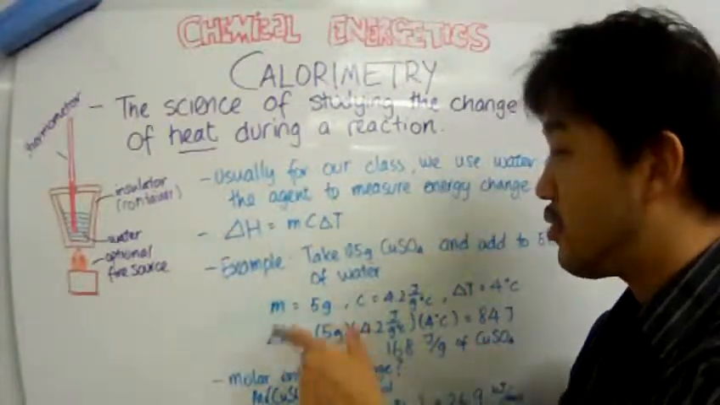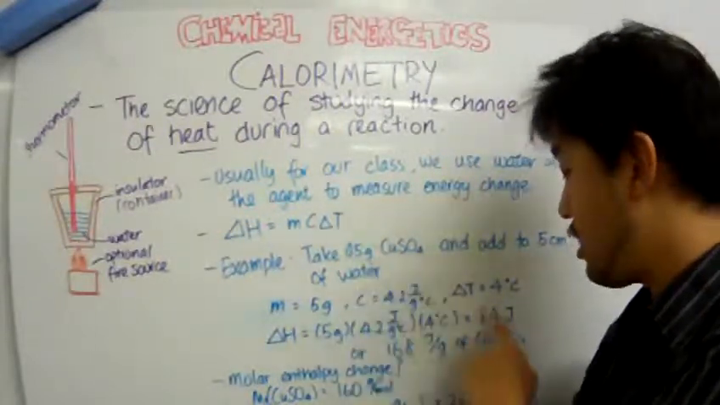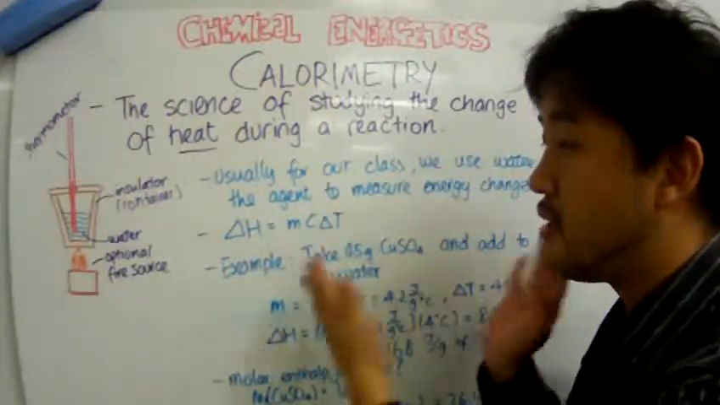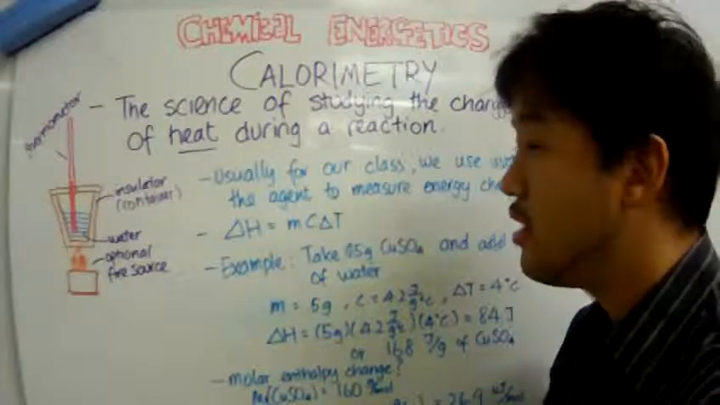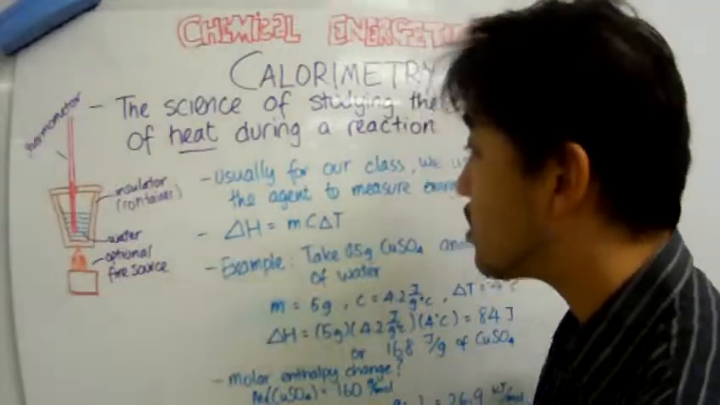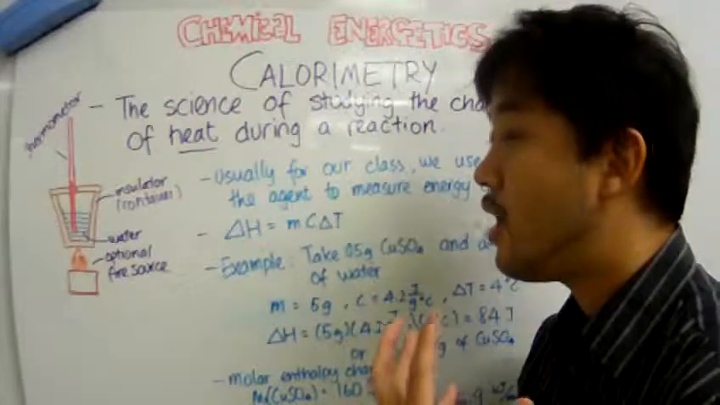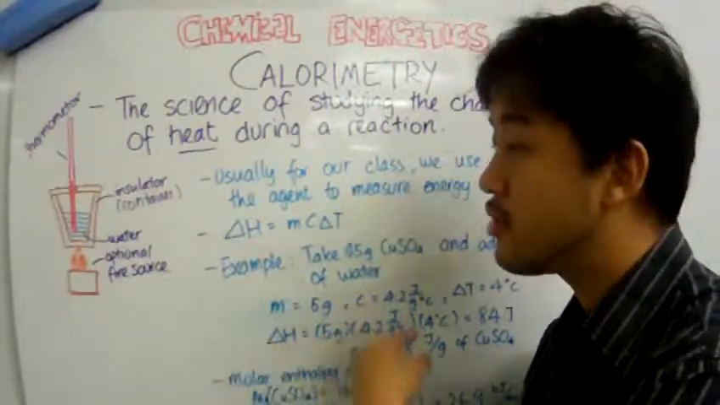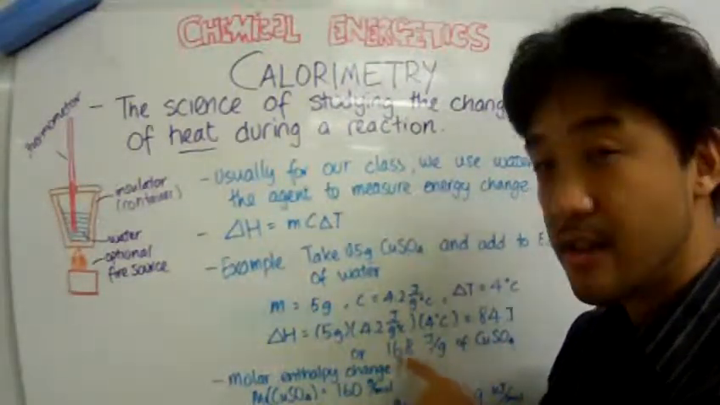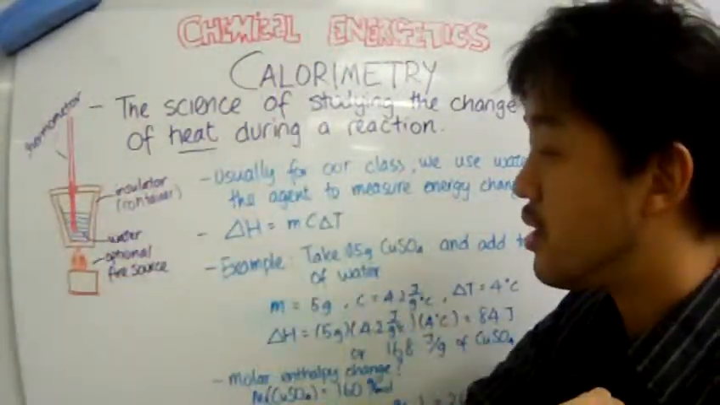So you plug that into your mcΔT formula. You have 5 times 4.2 times 4, and you get 84 joules. So in the dissolving of copper(II) sulfate into water, you have released 84 joules of energy, so the temperature went up. But how much energy is released per gram of copper(II) sulfate? Because we only used 0.5 grams. Well, multiply 84 by 2 and you get 168. So that is the amount of energy released by 1 gram of copper(II) sulfate.